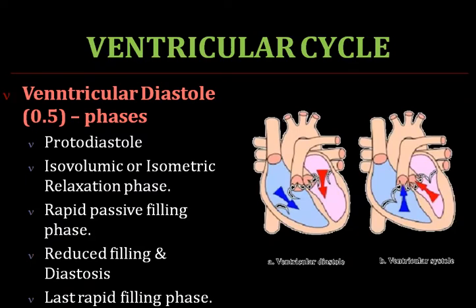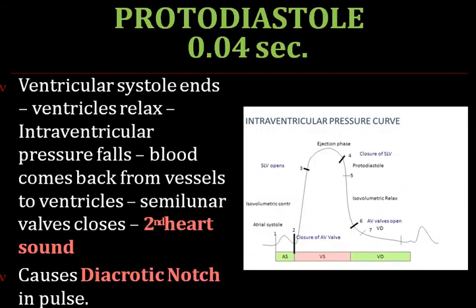Ventricular cycle. In that, the ventricular diastole is a 0.5 second phase, which comprises protodiastole, isovolumic or isometric relaxation phase, rapid passive filling phase, reduced filling or diastasis, and last rapid filling phase. Protodiastole is 0.04 second, in which ventricular systole ends and the ventricles relax. Intraventricular pressure falls, blood comes back from the vessels toward the ventricles, the semilunar valves close, and the second heart sound is produced.